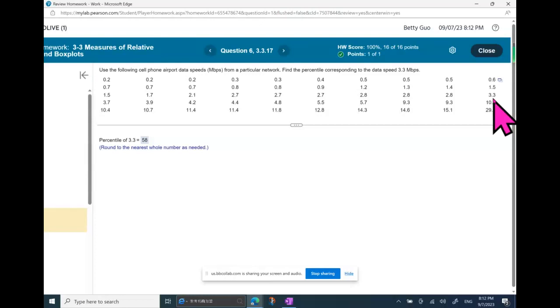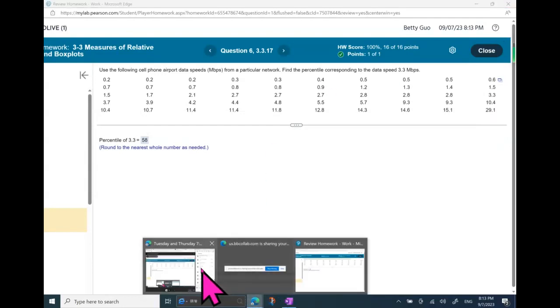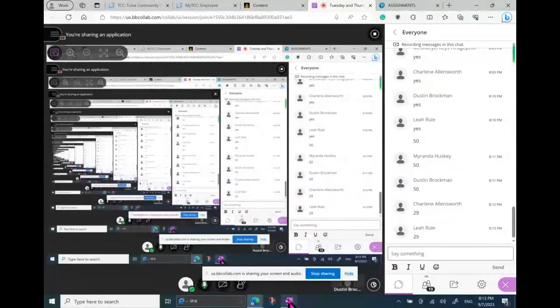The good news is this data set, even though it has 50 values, is already sorted. Otherwise it's really going to be a pain, unless you use software to sort it. If you look at it, they are already in order from the smallest, 0.2, all the way to the biggest, 29.1. How many values are less than 3.3? 29, correct? Let me see your answer. Yeah, exactly. There are 29 of them.